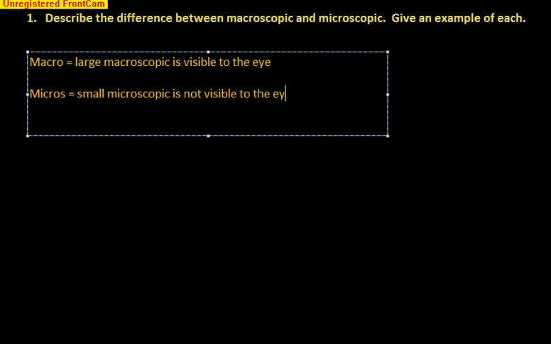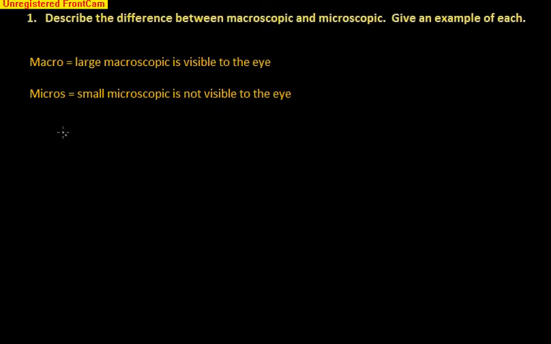An example of macroscopic would be if we combine Na and Cl. Na is sodium, Cl is chlorine. When we combine these two, what is visible to the eye is the formation of the product NaCl, which is table salt. This is an insoluble product, meaning it forms a precipitate, and that is visible to the eye, and that is what we would call macroscopic.